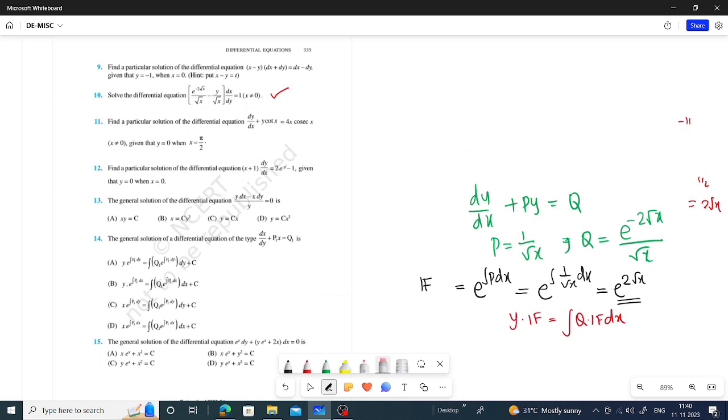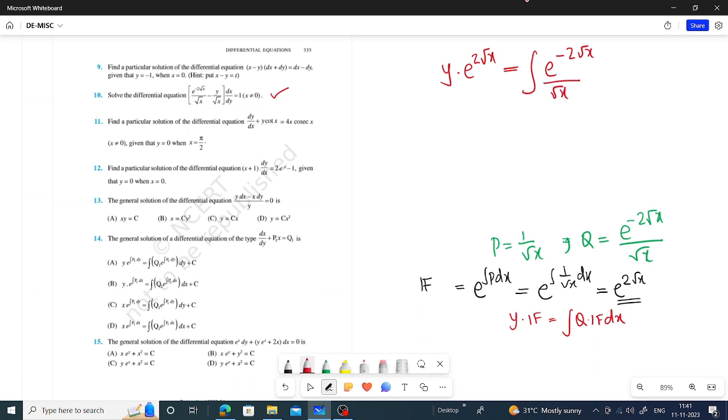Right hand side integration, if we are able to solve, then our question is over. The solution is over. y into e raised to 2 root x equal to, what is q here? e raised to integral of e raised to minus 2 root x by root x, that is q, into integrating factor into e raised to 2 root x. So y e raised to 2 root x on the left hand side.